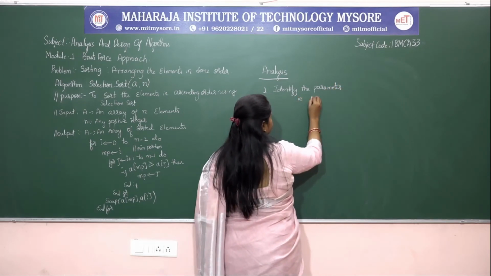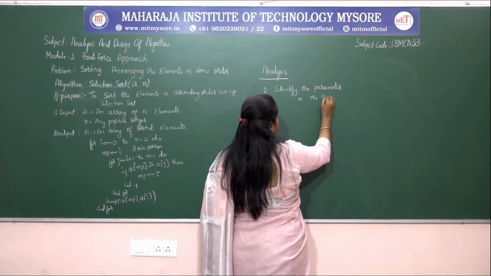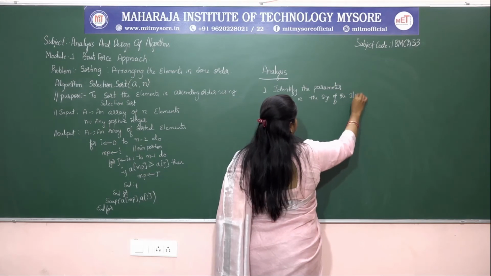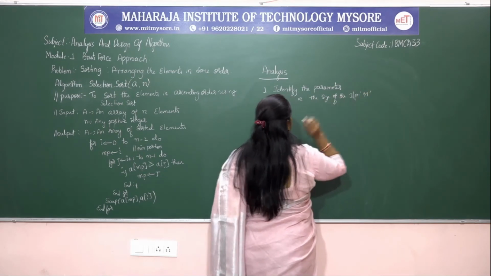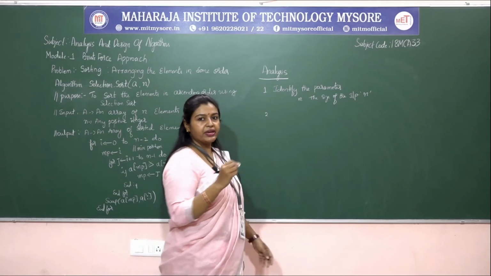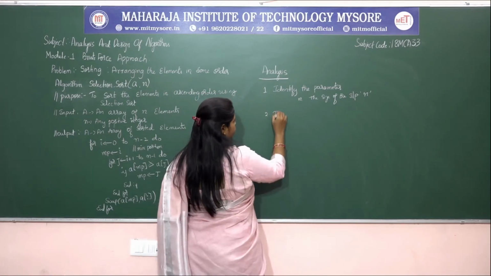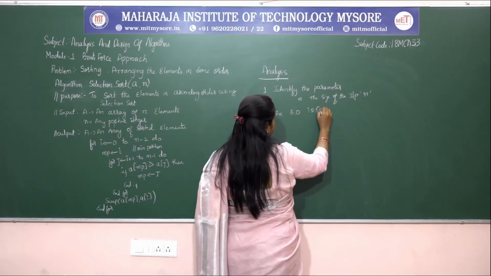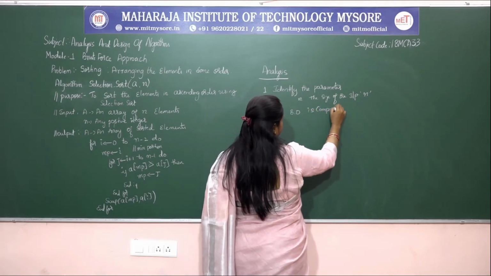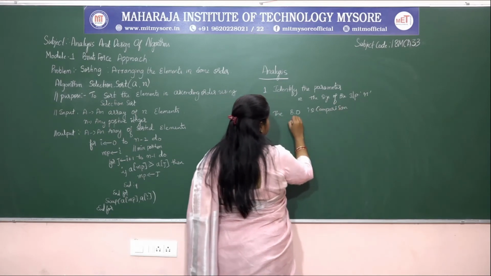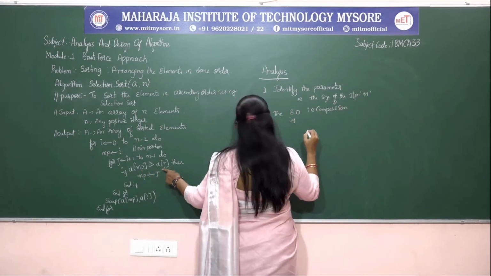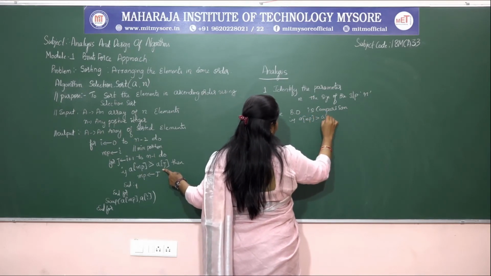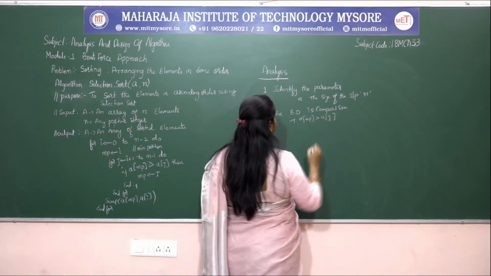That is the size of the input n. Second step, what is the basic operation? The basic operation is the comparison. For each step we are comparing A of MP is greater than A of J. We are going to check that.